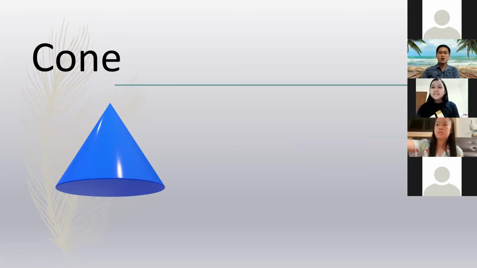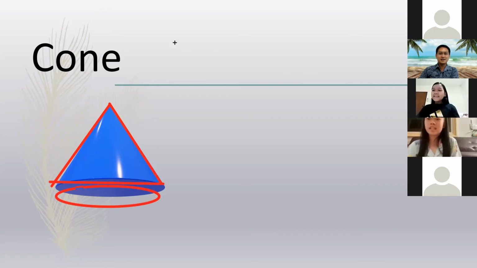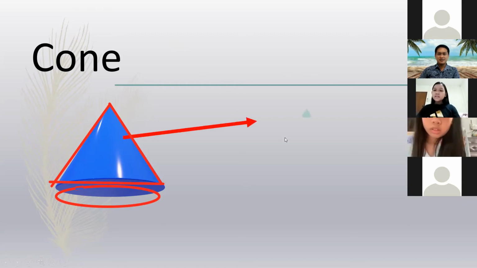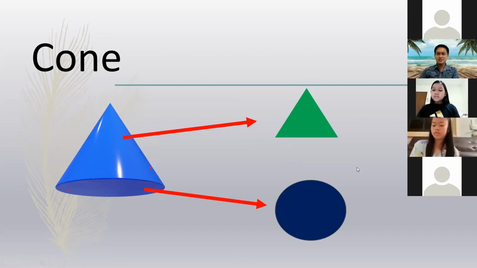It's cone. So what 2D shapes can we find in a cone? We can find two shapes here. What are these shapes? Okay. We can find a circle and a triangle. Very good. Who answered that? Max? Is that Max? Yeah, I think so.